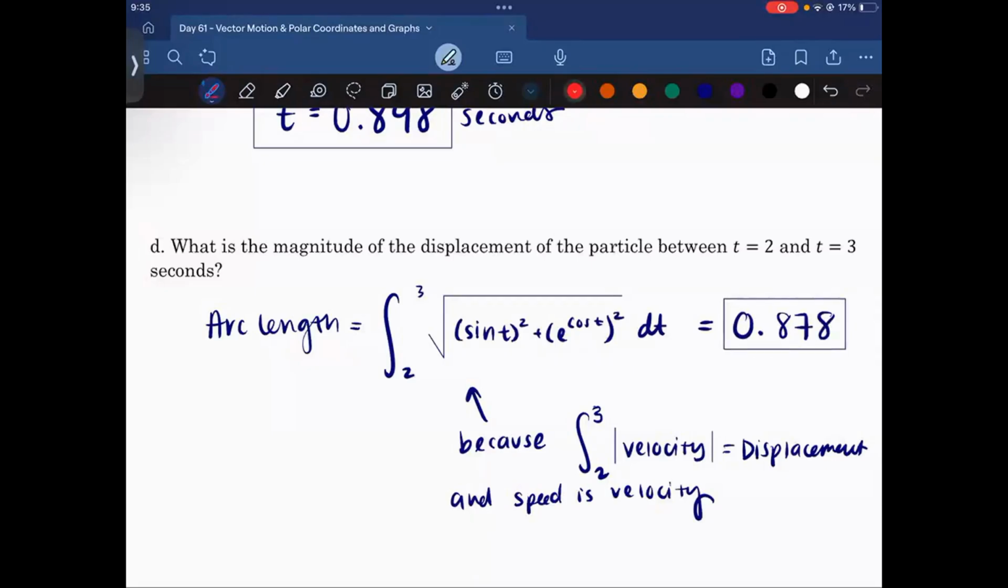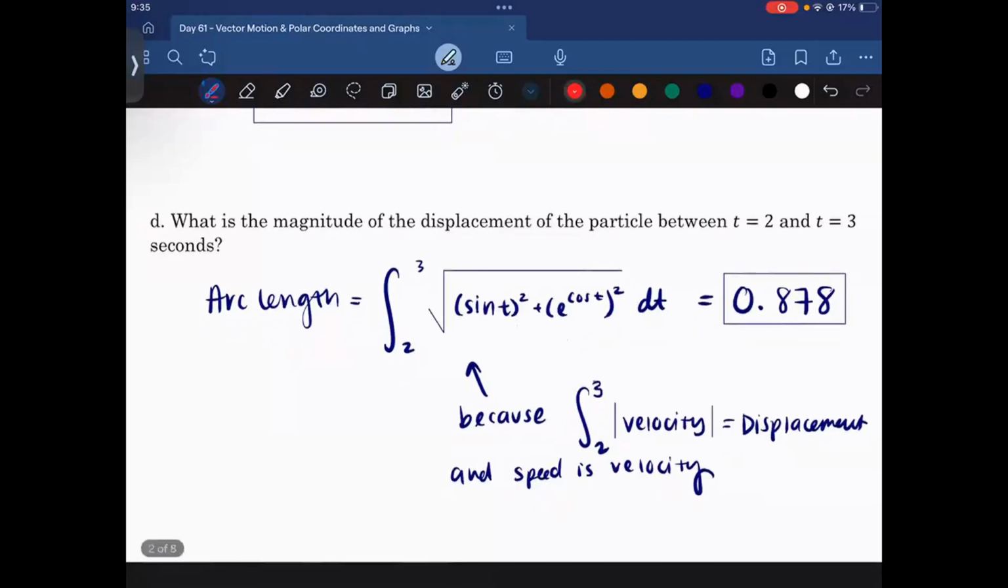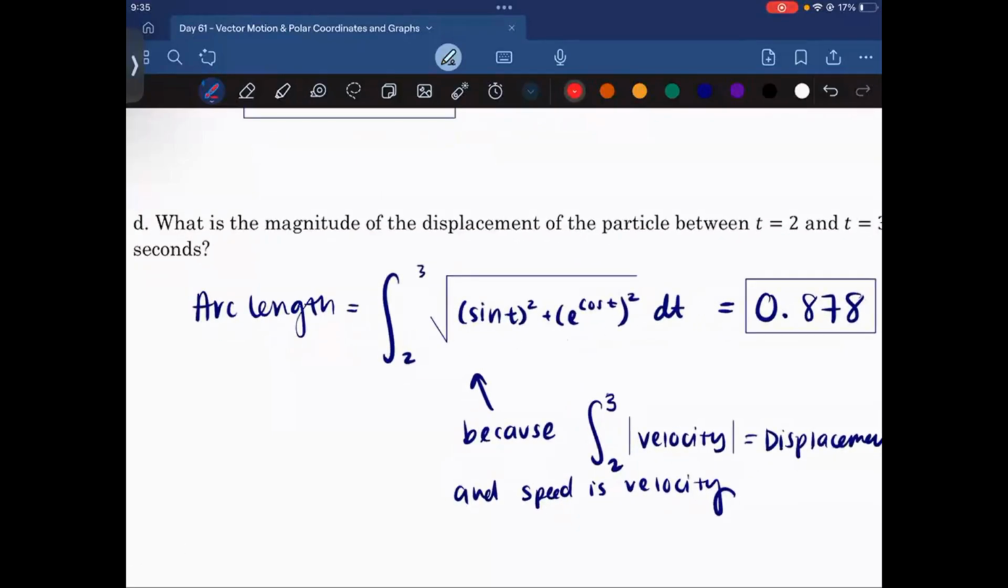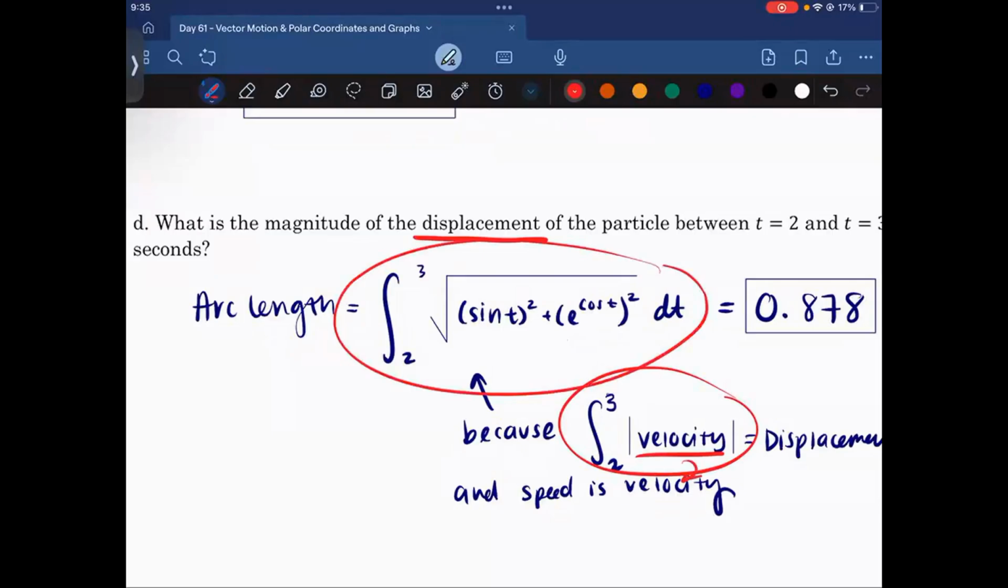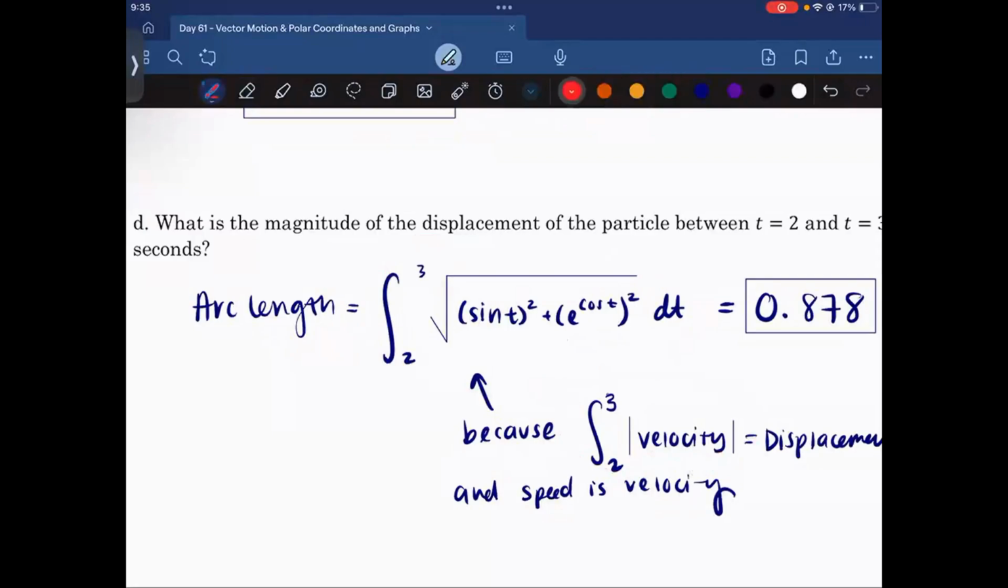So this one's a little bit tricky just because it doesn't really tell you what it's looking for. It's saying the magnitude of the displacement of the particle, and we'll just start with the displacement is the same thing as the absolute value of velocity, and velocity is speed, so that's why we have this whole thing set up. So it's a little bit more complicated than some of the other ones that we were given, but these are the kind of ones where they're really asking you to think very clearly.